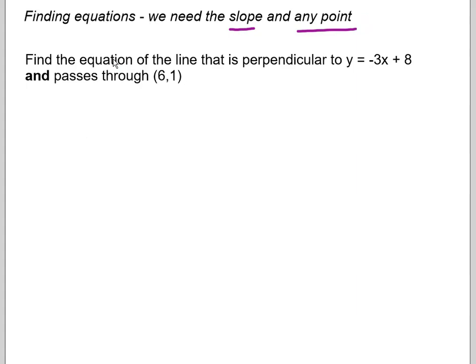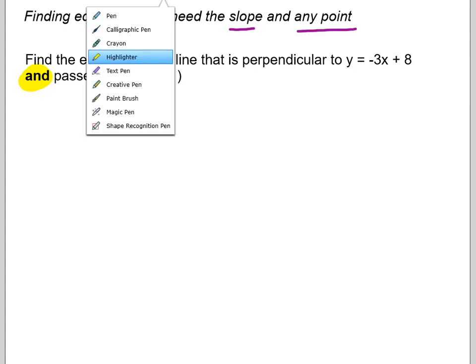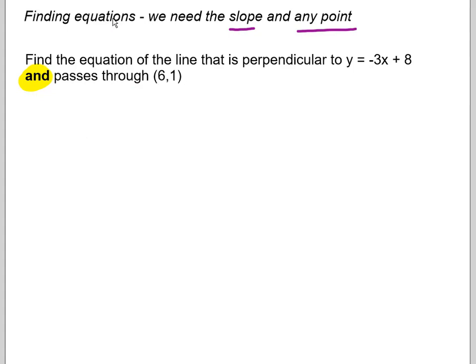I'm going to do a little literacy issue here. This word right here is really, really important in math. It's really important in literacy too, but in math it means there's an important idea before it and there's an important idea after it. So when you see this one, look for information before it and look for information after it. If we're looking for information about slopes, find the equation of the line perpendicular to, so this part is dealing with slope. Any point: passes through this point.